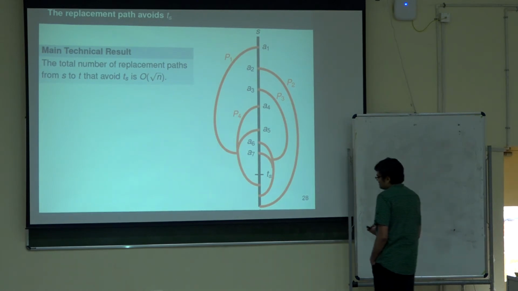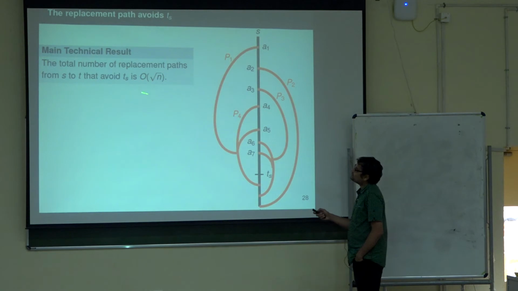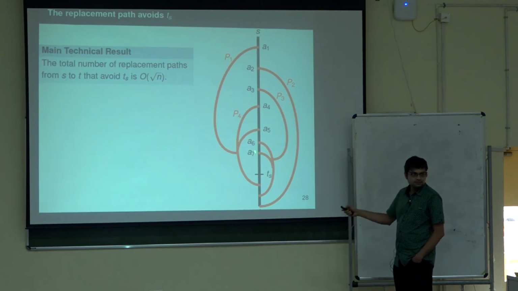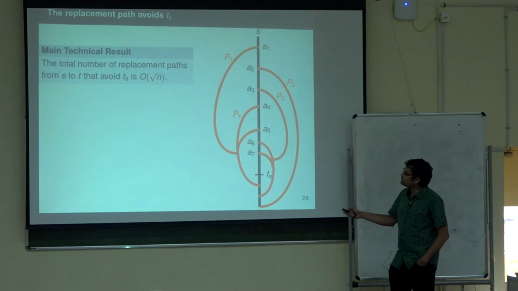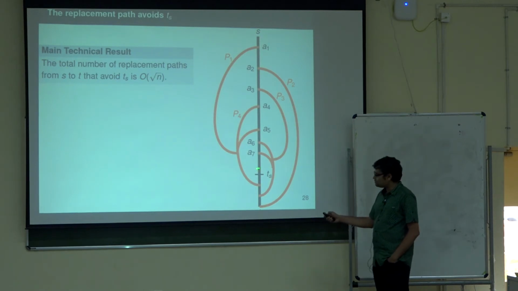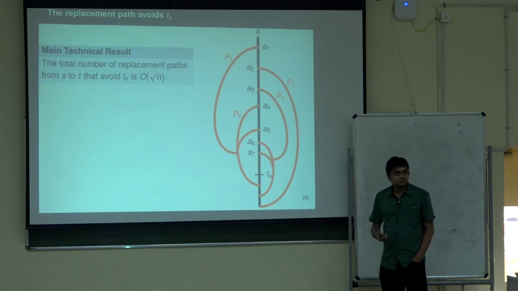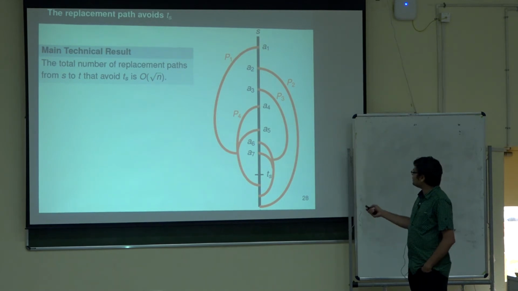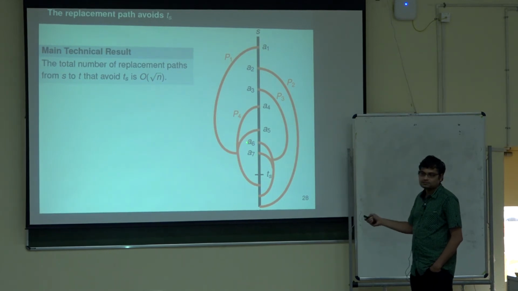So just look at this particular result. There can be many edges on the STS path. Okay, and my aim is to find the replacement path for all these edges. But what I am claiming is that the total number of replacement paths from S to TS which avoid TS2 is just square root of n. So it's not very high. I mean, you may think that there might be n such replacement paths here, but it is just square root of n.